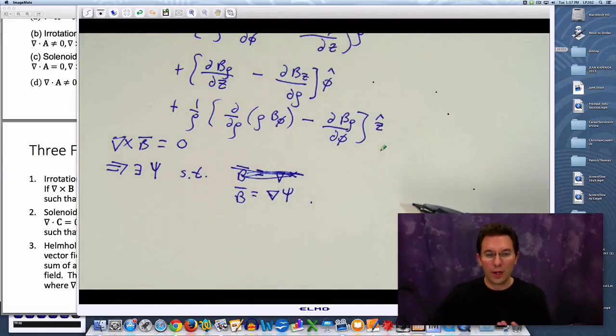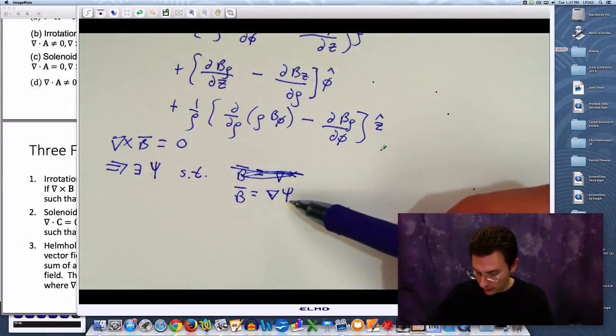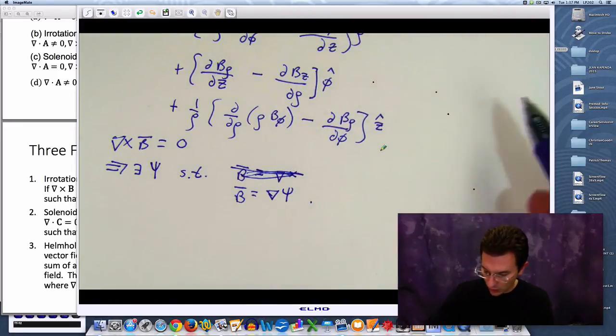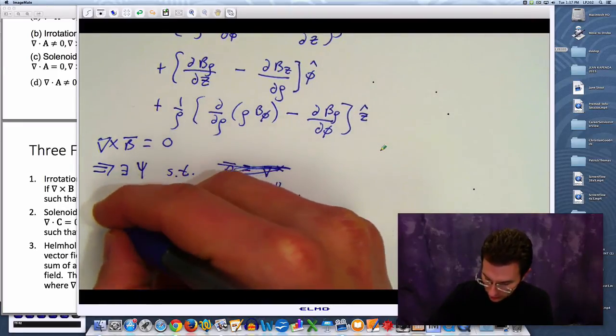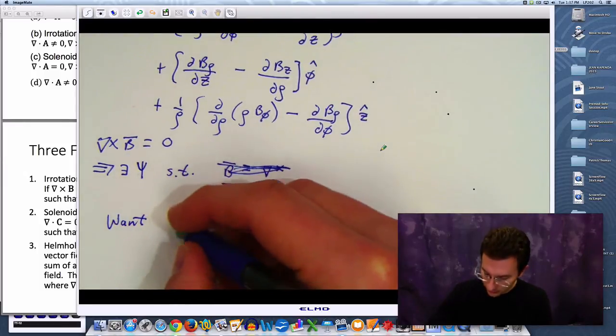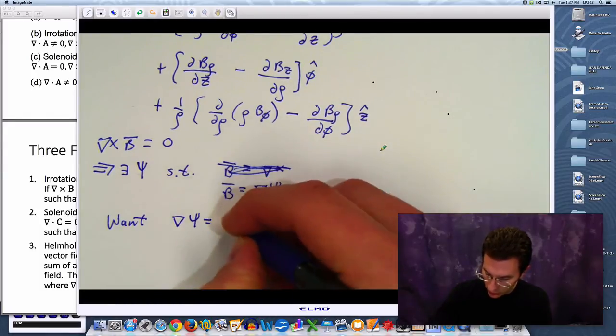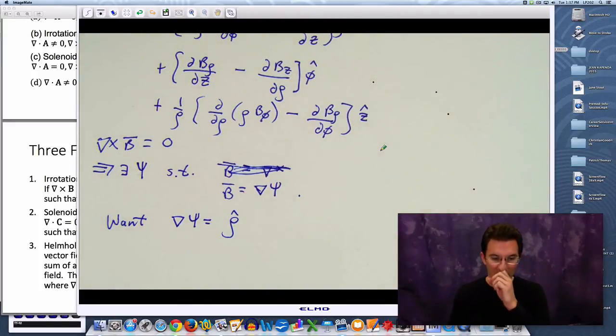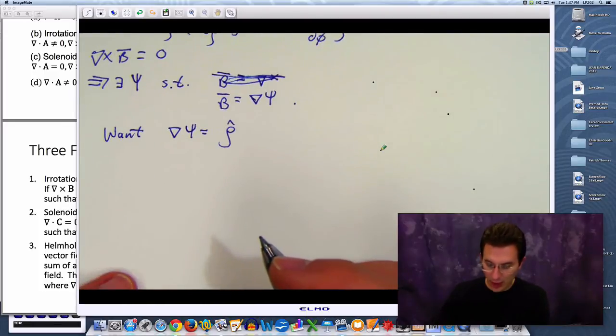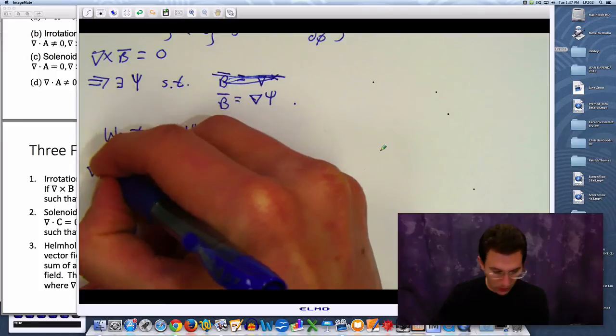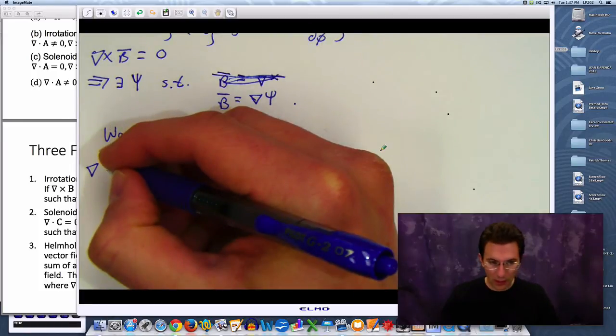Let's see if we can figure out what we should choose for psi such that the gradient of psi is going to be equal to our B, which is rho hat. So in other words, we want to find a psi such that B, the gradient of psi, will be equal to rho hat. All right, that's what we want to find. Okay. Well, if you look at the gradient operator in cylindrical coordinates, it takes a particular form.